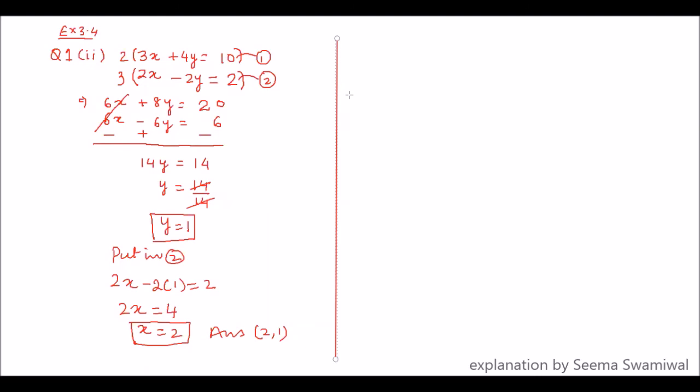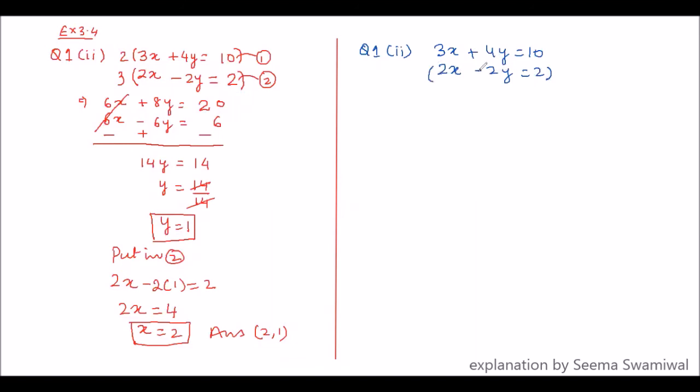Now let's do the same question by equating the coefficient of y. I am doing the same question, question number 1, second part, by equating the coefficient of y. It is 2x minus 2y is equal to 2. So here, children, the LCM of 4 and 2 is 4. 4 is already the same, but in this equation it is 2. So I have to multiply to make it 4.